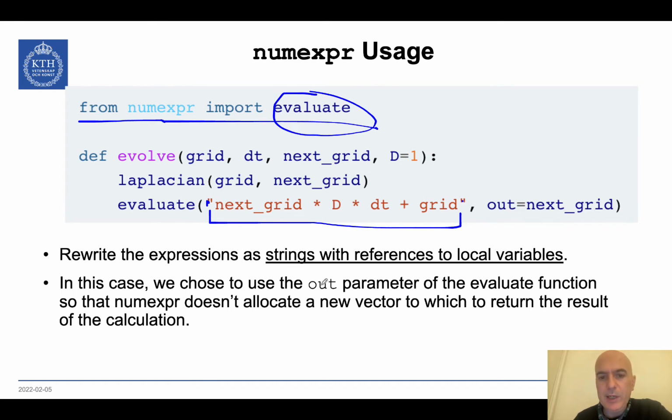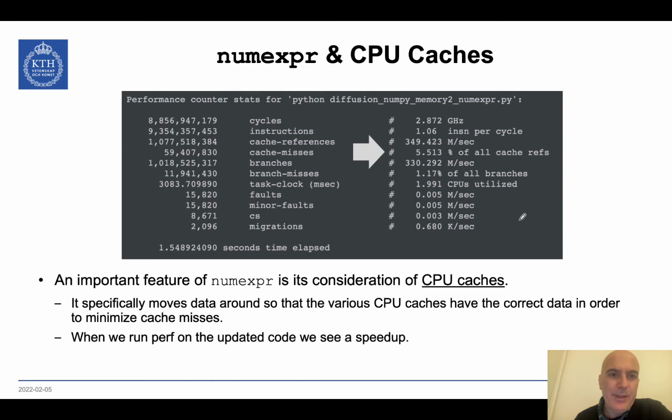In this case, we use the out parameter of the evaluate function, so numexpr doesn't allocate a new vector in which to return the results of the calculation. If you're looking at the perf results using numexpr in this case, we see a few more things. One important thing is that numexpr is very good at dealing with utilization of CPU caches. And here, for instance, we saw that the cache misses are 5.513%. So that's quite an amazing result.